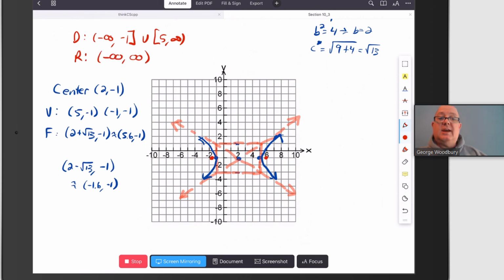Right. In the next and last video for hyperbolas, we're going to take a look at eccentricity for hyperbolas.